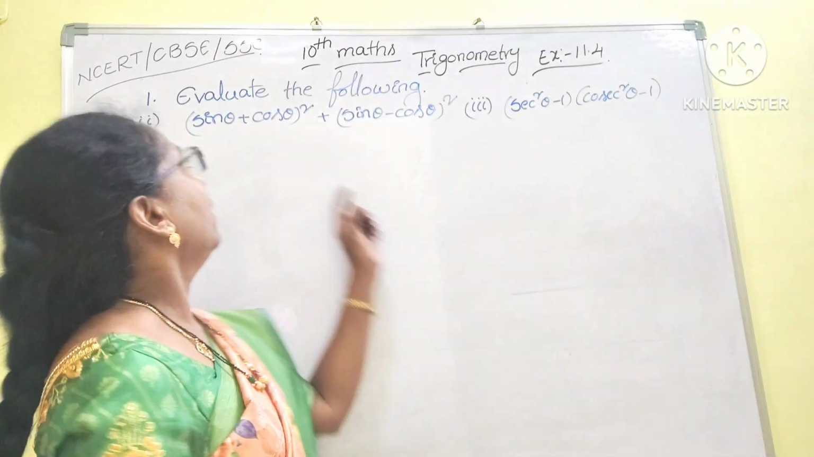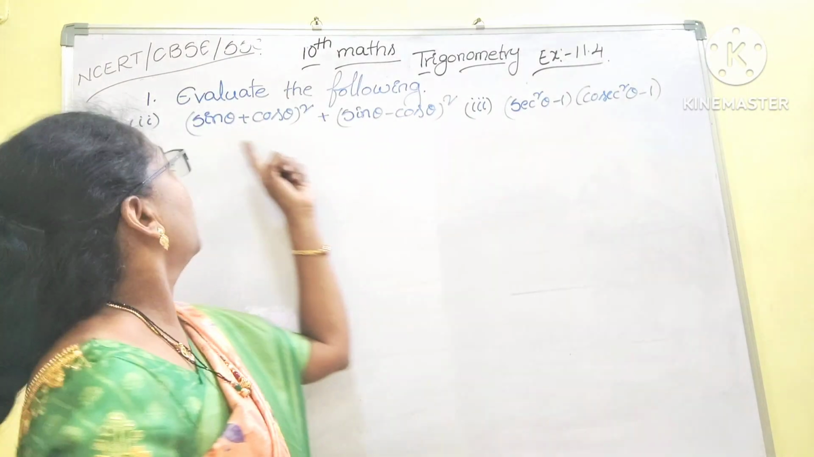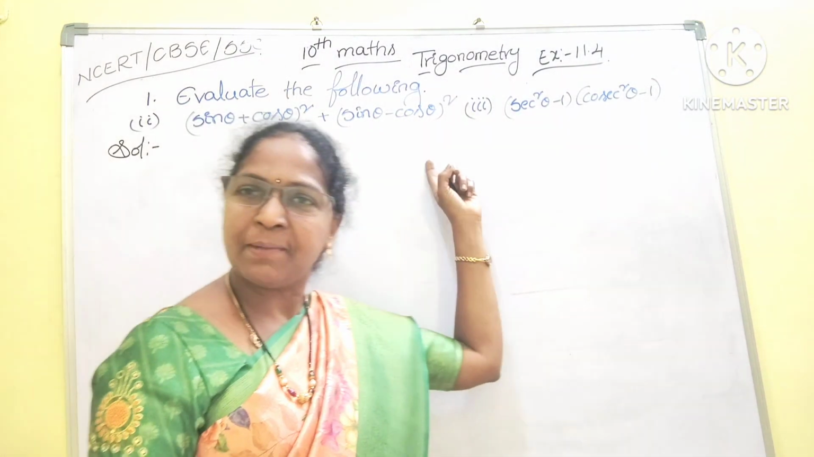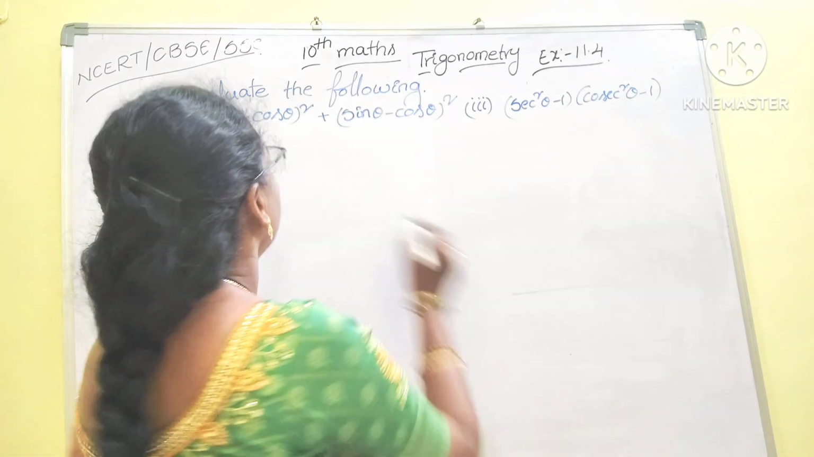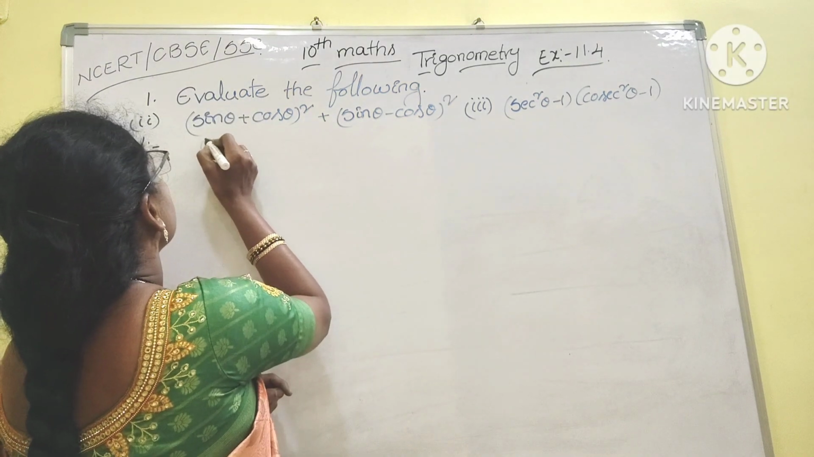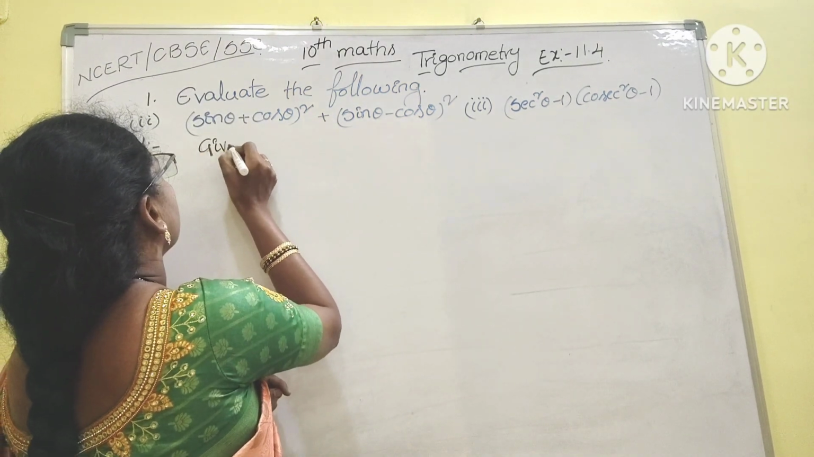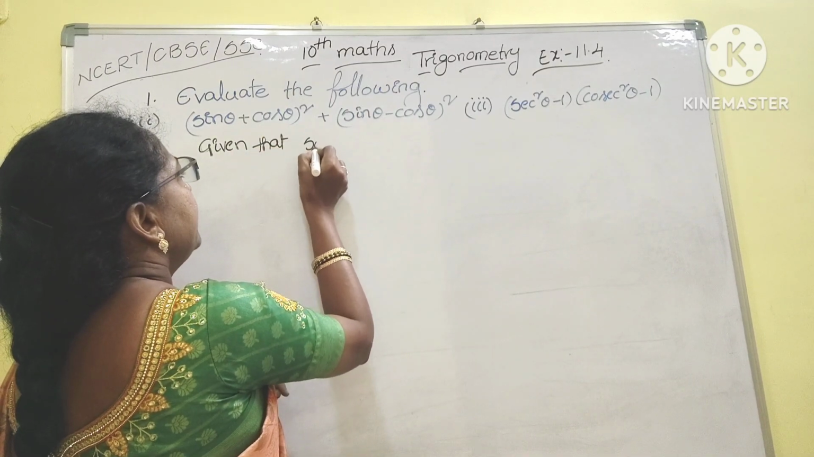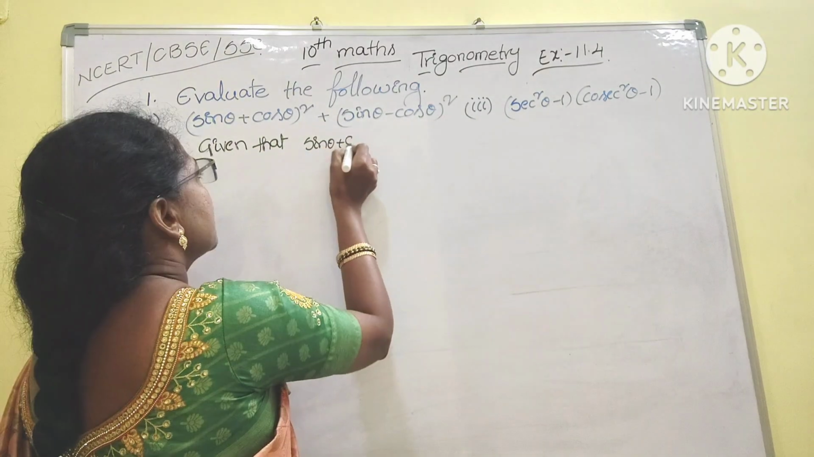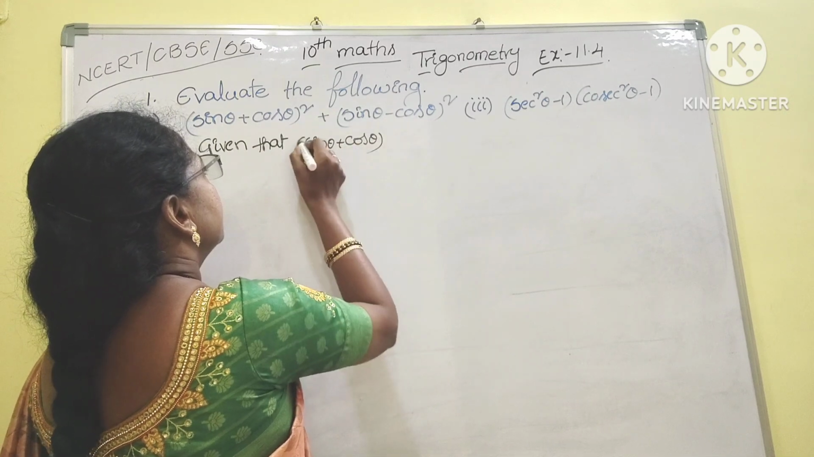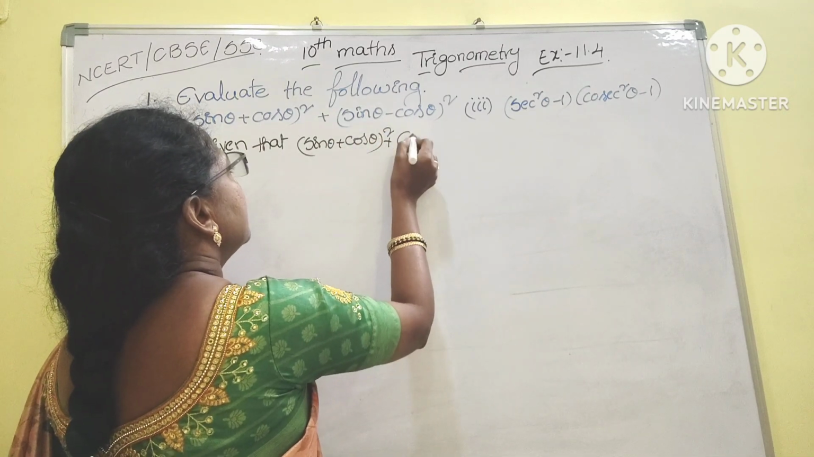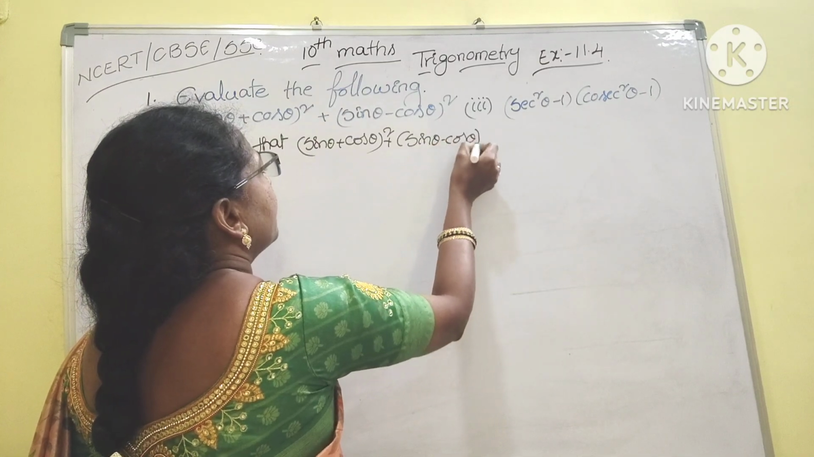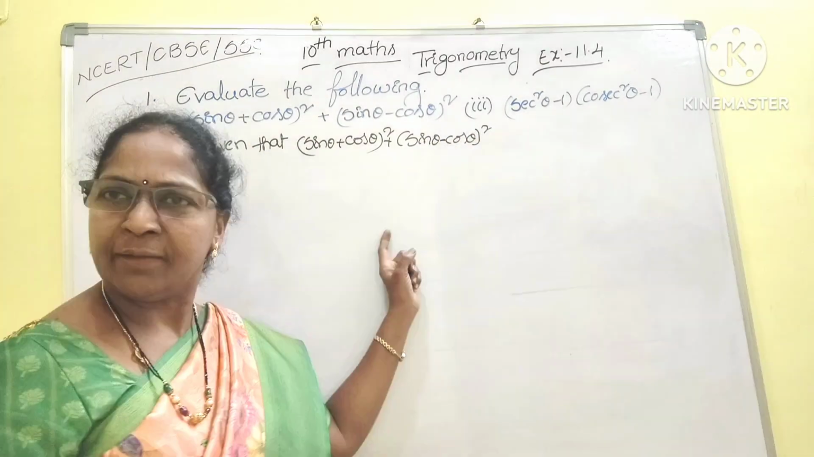Next one is here. Evaluate the following. Sin theta plus cos theta whole square plus sin theta minus cos theta whole square. Now here, given that sin theta plus cos theta whole square plus sin theta minus cos theta whole square. This is the given question.